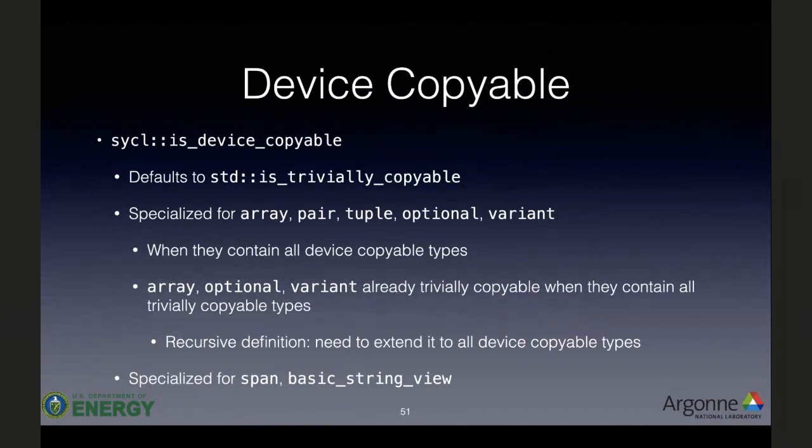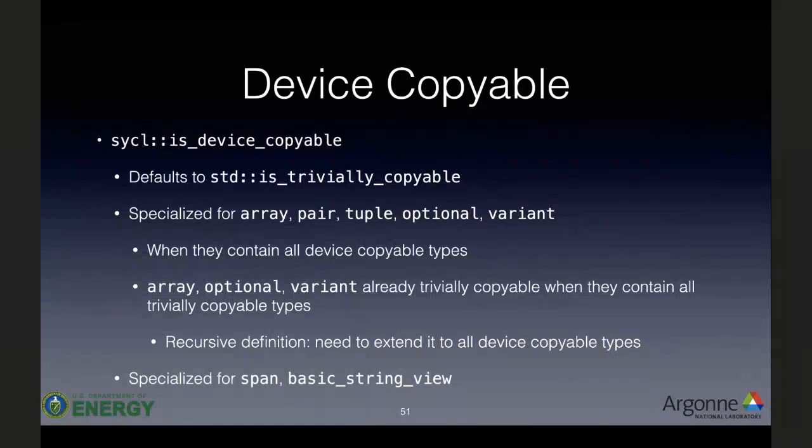The name of the trait we finally settled on is device copyable. It defaults to trivially copyable, and it's specialized for standard array, standard pair, tuple, optional, and variant when they all contain device copyable types. The reason this is needed is that right now, if you have an array, optional, or variant of trivially copyable types, then they themselves are trivially copyable. And we would like that same behavior for any type that is a collection of those kinds of things. But we don't have things like reflection yet, so we don't have a good way other than modifying the compiler to do that.